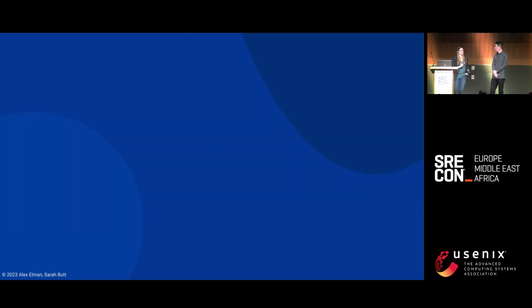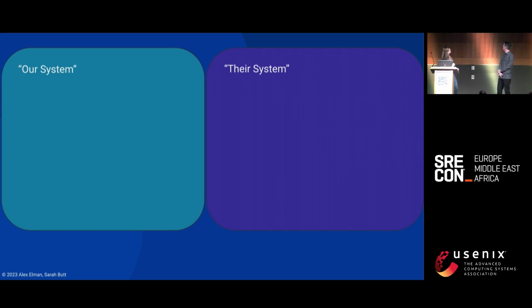I'm actually going to borrow Alex's diagram, but use it slightly differently, if you don't mind. When we talk with people about this, what we notice is a pattern where people often talk about our system and their system, which there's nothing wrong with that, and you even hear me doing it a bit in this talk.